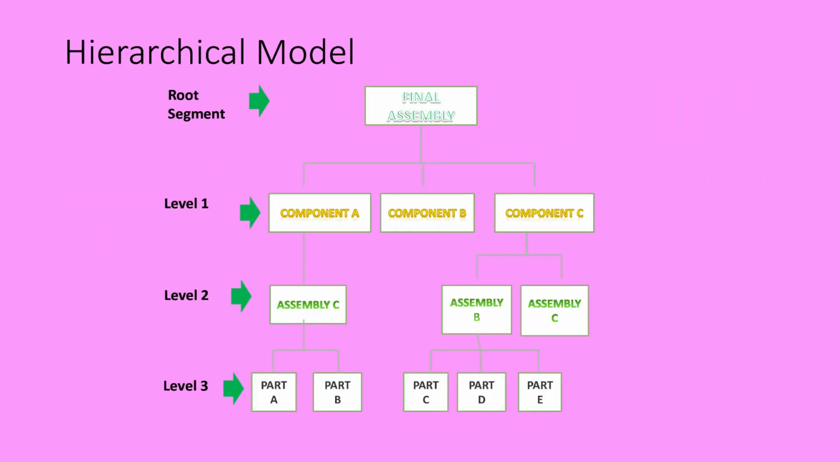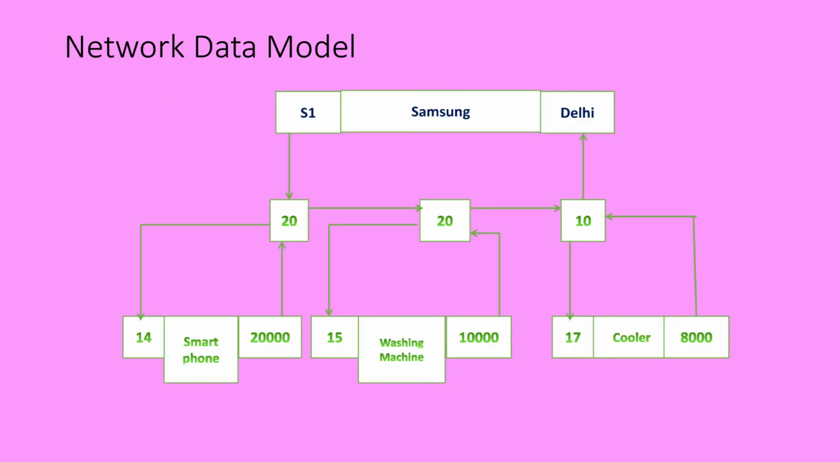Next topic is hierarchical data model. In this model, different records are interrelated through hierarchical or tree-like structure. Data is represented by collection of records connected to one another through links. Next topic is network data model. In this model, data is represented by records and relationship among data are represented by links. That is, records are physically linked through linked list.